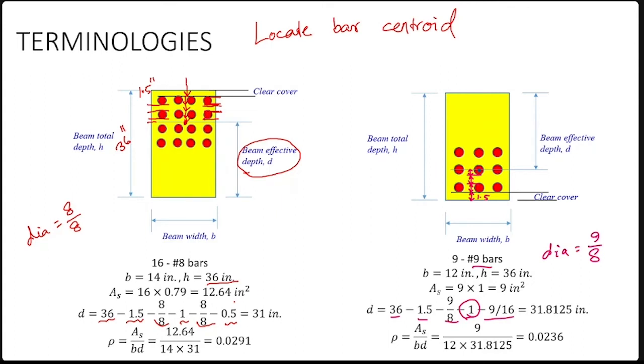Here, the reinforcement ratio is quite large. By the way, when you calculate reinforcement ratio, I would suggest that you take at least 4 numbers after the decimal point. You always take 4 digits.